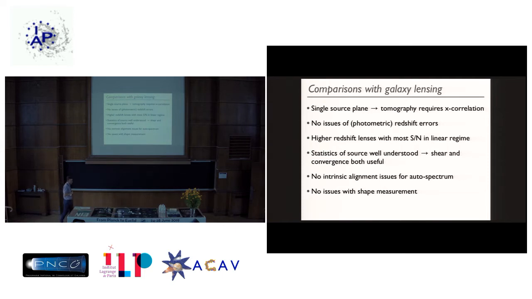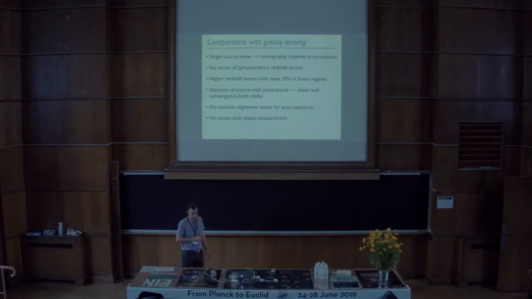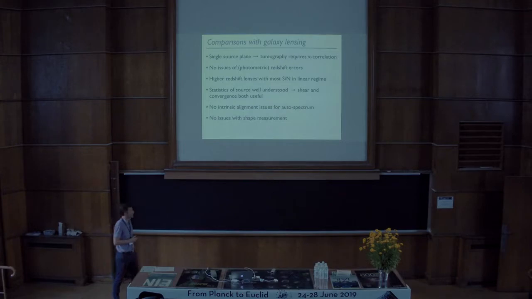But the good thing is that because we have a single source plane and we understand its physics very, very well, there are no issues of photometric redshift errors in CMB lensing. The source plane is very, very high, so we're probing structure in the linear regime at high redshift. We understand the statistics of that source plane very well, and for example, that means we can use both shear and convergence information, whereas galaxy lensing typically just uses shear. There are no intrinsic alignment issues, at least if you're just looking at the auto spectrum. And there are no issues with trying to measure the shapes of individual fluctuations or galaxies.